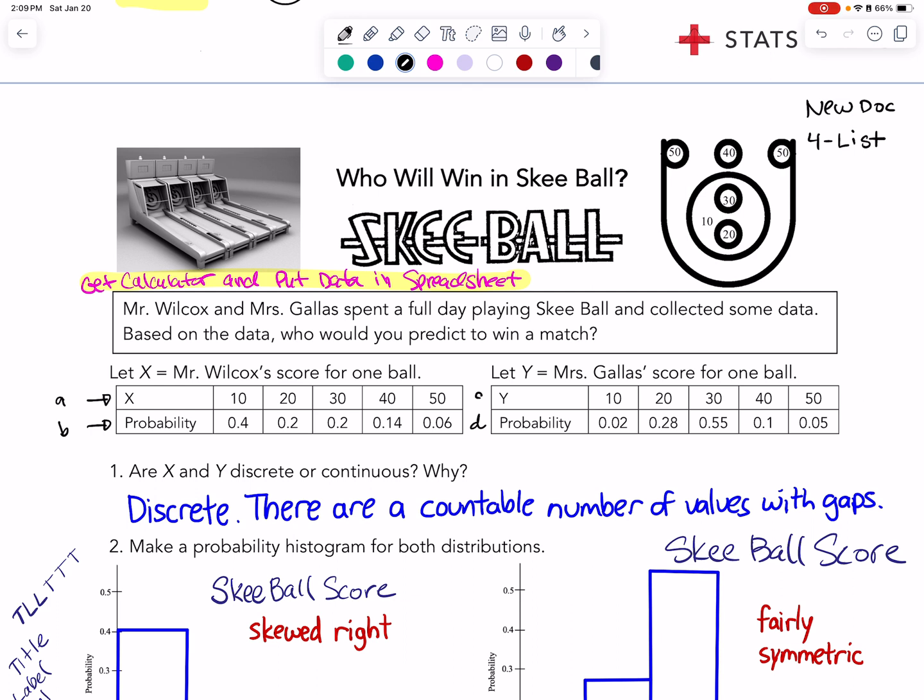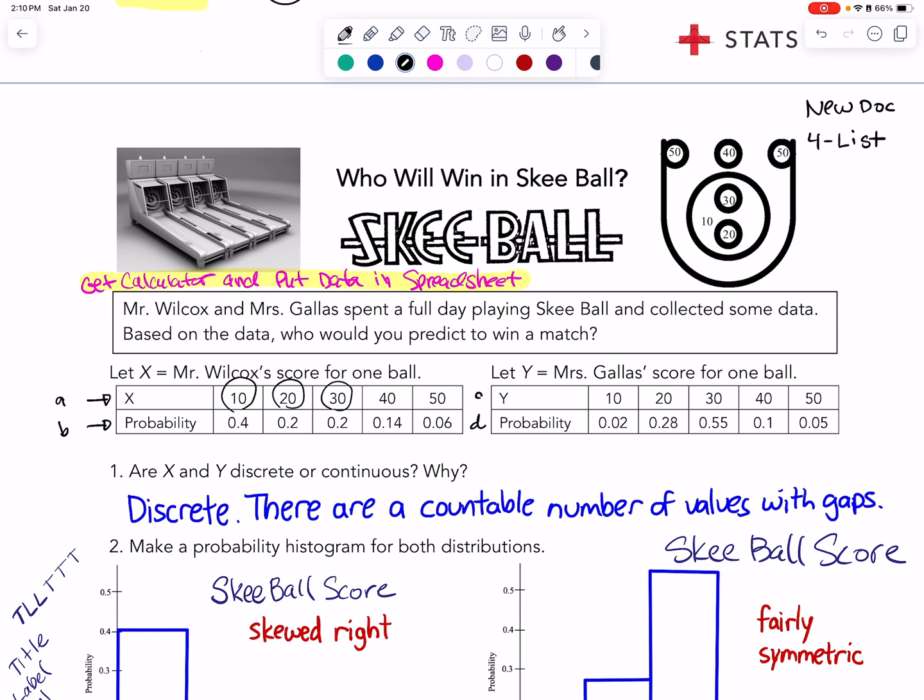Let's go ahead and discuss, is this discrete or continuous? As we learned about discrete yesterday, there are definitely gaps in between the values. On this game, I can't score anything between a 10 and a 20. I have to score exactly 10 or exactly 20. So this is discrete. Discrete, remember, is when there's gaps.